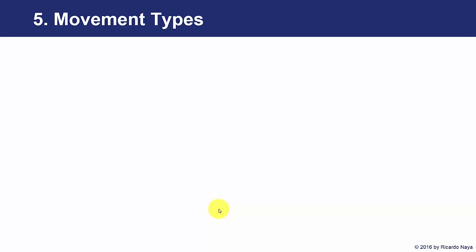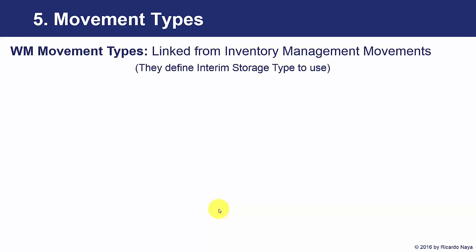After this, we are going to talk about movement types. There are going to be some warehouse management movement types that have to be linked to the inventory management movements. We always are going to have inventory management movements for entering new materials, new quantities in our stock, in our plant. But if we are managing our warehouses with WM, we need to map these inventory management movements to our WM movements, in order to move around quantities in our warehouses.